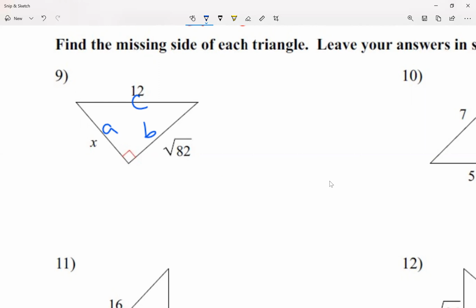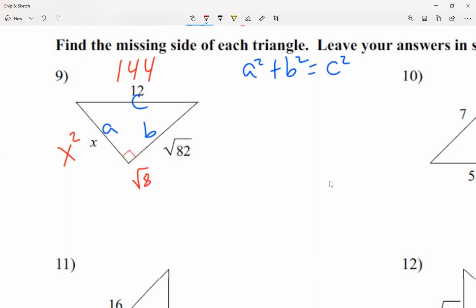I know the formula is A squared plus B squared is equal to C squared, right? That's the formula we're going to use for Pythagorean theorem. So what I'm going to do, here in my work, let me square everything. 12 times 12 is 144, right? X times X, it's going to be X squared. I'm squaring everything. Now, interesting part here, radical 82 times radical 82. When you square a radical, right? 82 times 82 is going to give me a big number, right?